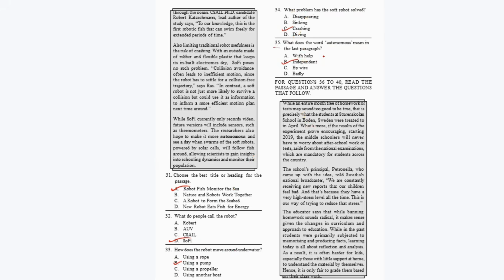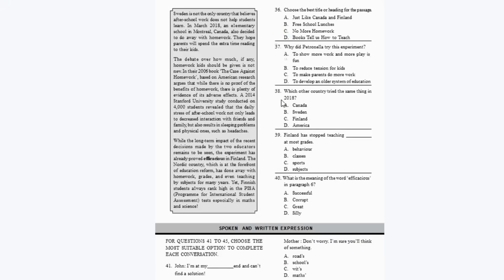Okay, so now let's go to the second passage. For question 36 to 40, read the passage and answer the questions that follow. Okay, so read it carefully again and answer the questions correctly. Now, the first question is, choose the best title or heading for the passage. So it is about no more homework. Okay, it's option C here.